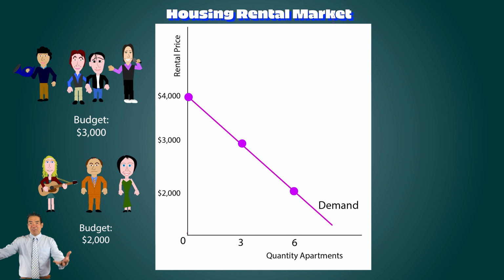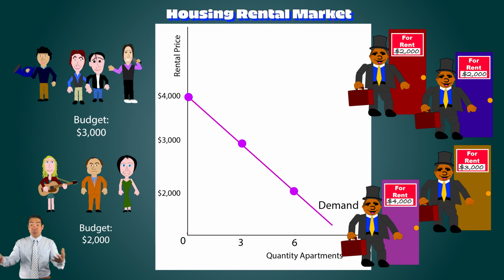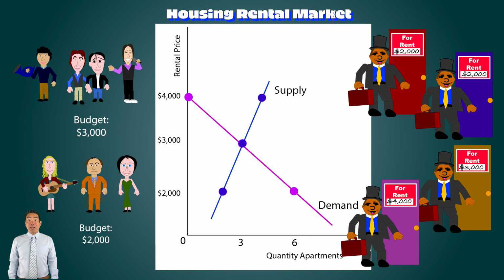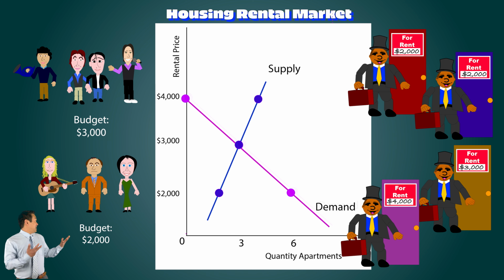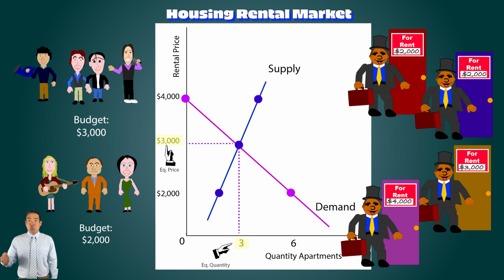Let's assume that we have a number of landlords that are looking to rent out their apartments in this market as well, and they're all willing to rent out their apartments at different prices, and as a result, this is the supply curve for rental apartments in our market. Looking at our diagram, it seems clear that our equilibrium price is $3,000 per month, and equilibrium quantity is 3 apartments rented.